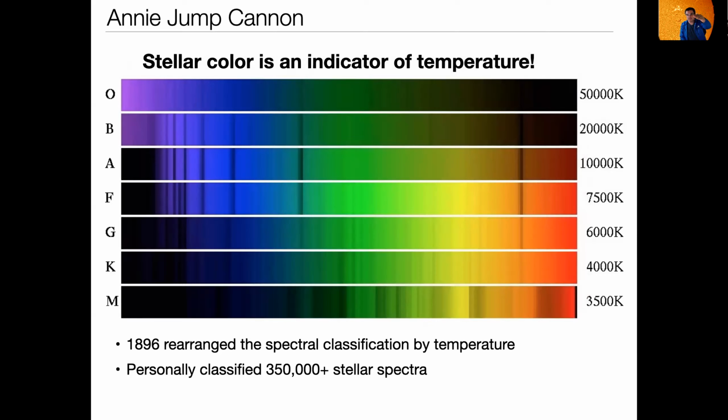These are a set of spectra taken of individual stars at different temperatures. You can see the temperatures on the right-hand side, and the spectral classes on the left-hand side, O, B, A, F, G, K, M. What you see is a general trend in color from very blue or purplish on the upper left down to the lower right, which are very reddish. So cool stars are red, hot stars are blue is the general trend here. And Annie Jump Cannon was the person who figured that out.